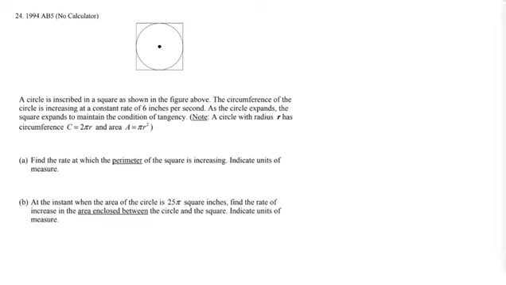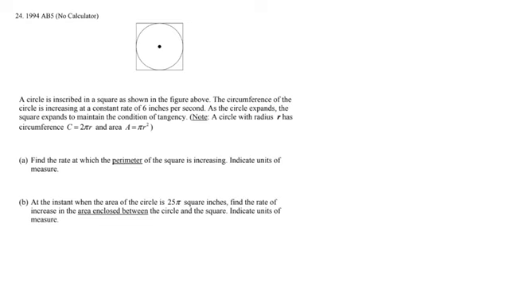And see how they even gave you circumference and area. So, I mean, this is not a geometry test, right? It's a calculus test. So they don't want anybody to not be able to solve the problem because of the lack of geometry knowledge. I trust that y'all know those two formulas, but just in case you forgot, they're there to help you out. Okay, find the rate at which the perimeter of the square is increasing.